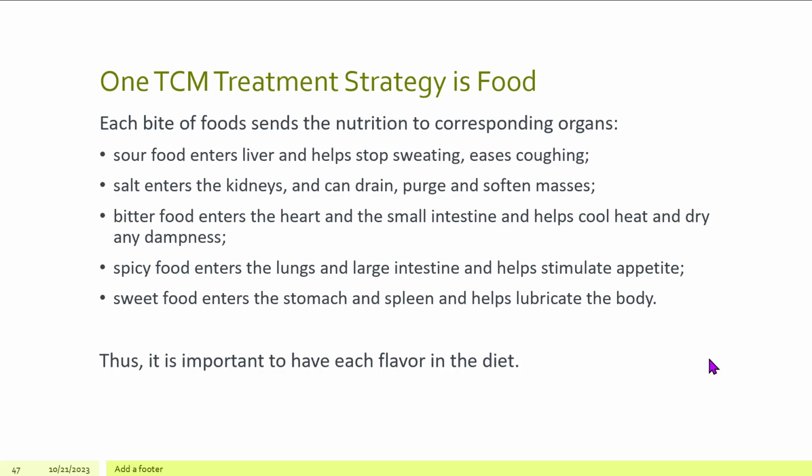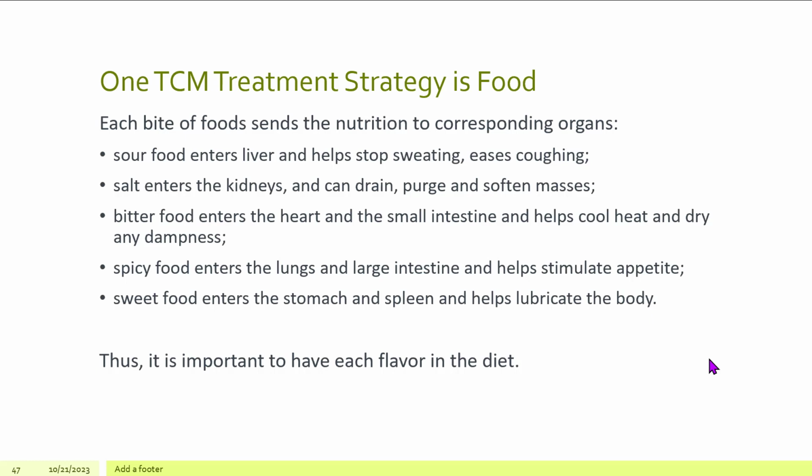And one of the things that's going to be on that strategy 90% of the time is the food that you're eating. So for traditional Chinese medicine, each bite of food sends nutrition to a corresponding organ. So for example, sour food enters the liver and helps stop sweating and eases coughing. Salt enters the kidneys and can drain and purge and soften masses.